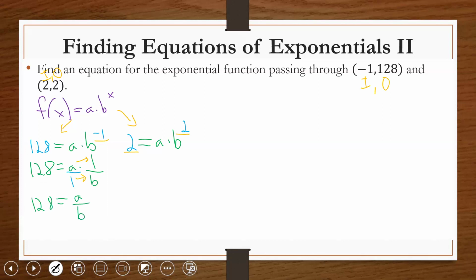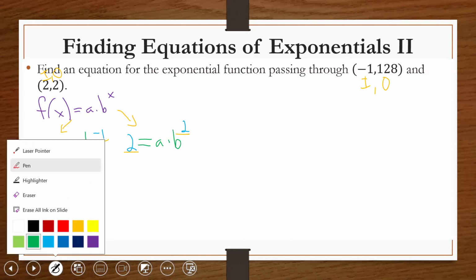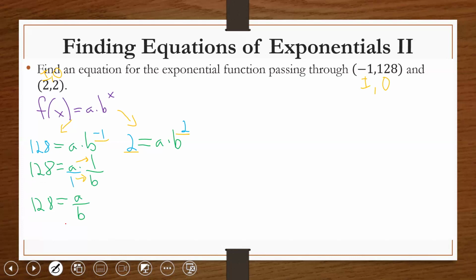And then from here, this kind of tells us which variable to isolate now. Because since the b is in the denominator, we'd like to get it out. So we can do that by multiplying by b on both sides of the equation. That cancels the b's in the second equation, which gives us a equals 128b on the left.